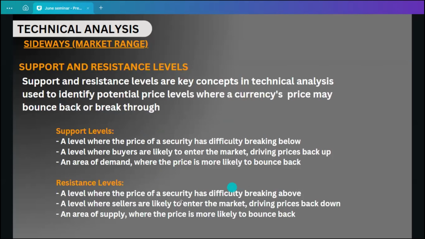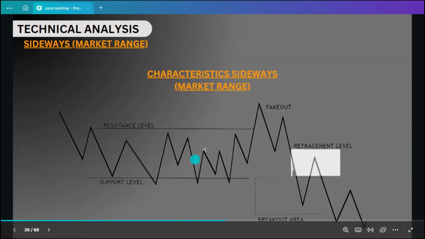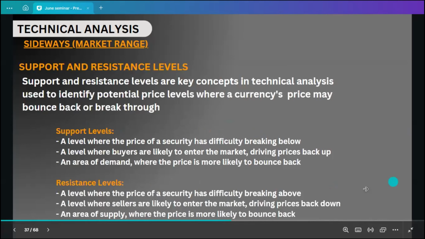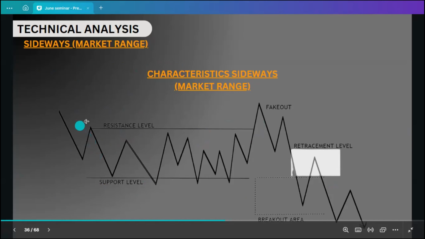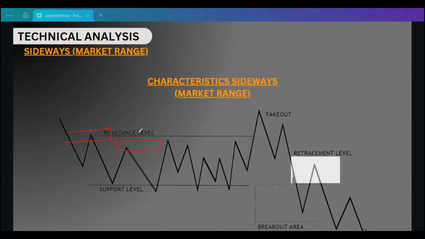And also, a resistance level is where sellers are likely to enter the market, driving prices back down. So as you can see, this is where sellers came in and boom, prices were driven back down. Now, resistance levels are areas of supply where the price is more likely to bounce back. These are supply areas. When I say supply area, these are areas where prices are likely to bounce back.